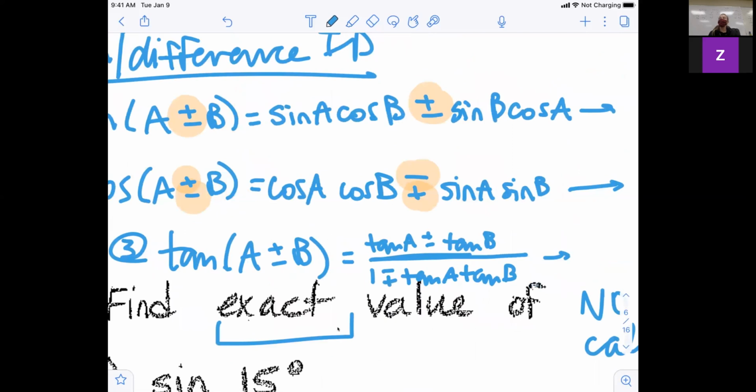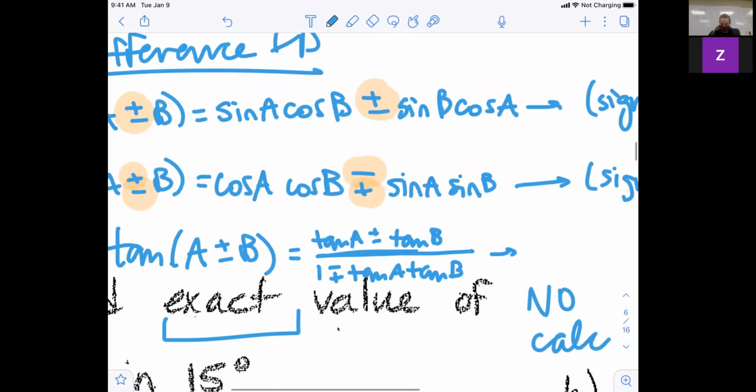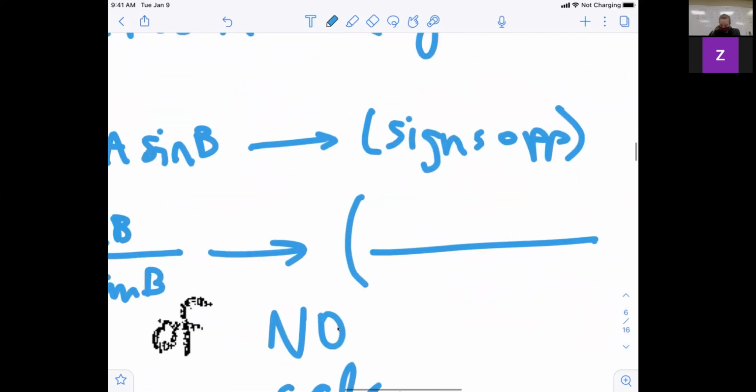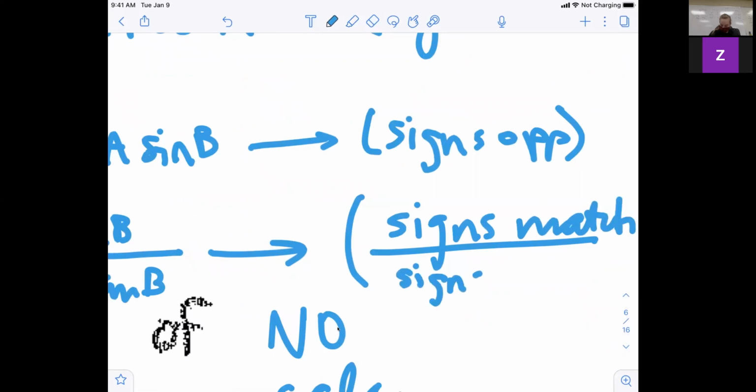And for this one, you should know that the signs on top should match. So if it's a plus, the signs on top are going to be a plus, and then the sign on bottom is going to be opposite. So let me write that, and then I will zoom out so you can do some copying down if you missed anything. So the signs on top match, and the signs on bottom are opposite.